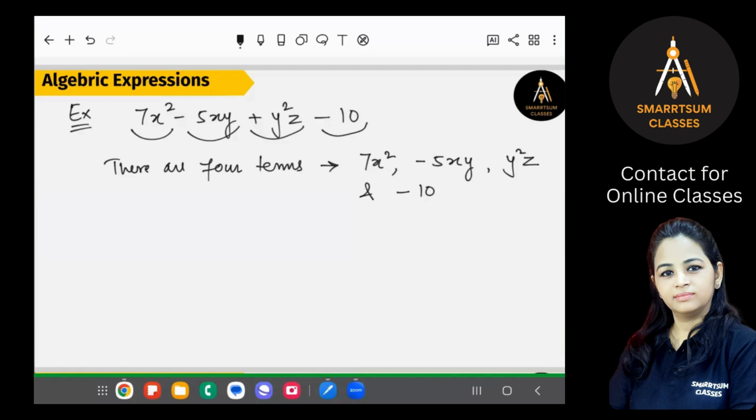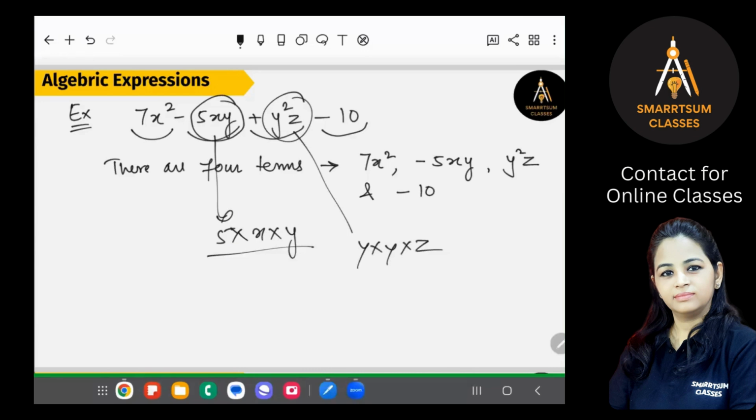Okay. And within the term, as you can see here, there is a multiplication, right? This will not separate the term. There is a multiplication between 5x and y. It is like this, 5 into x into y. But this will be considered as just one term. Always remember. Similarly here, y square z. This is actually y square into z. So there is a multiplication between y and z. But this will be considered as one term. So multiplication does not separate the term, right?